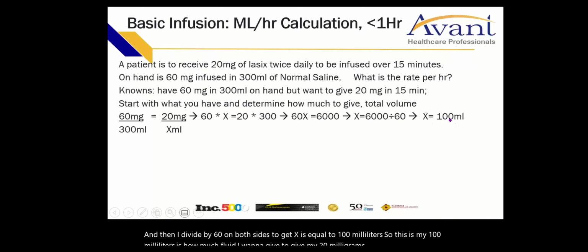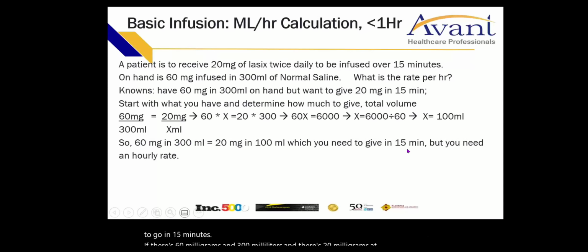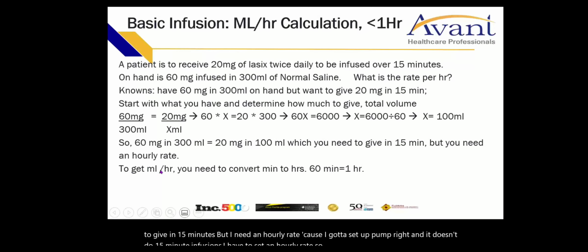But I want this 100 milliliters to go in 15 minutes. So if there's 60 milligrams and 300 milliliters and there's 20 milligrams and 100 milliliters that I need to give in 15 minutes, but I need an hourly rate because I've got to set a pump, right? And it doesn't do 15-minute infusions. I have to set an hourly rate. So I know that to get that milliliters per hour, I need to convert my minutes to 60 to get the 1 hour.